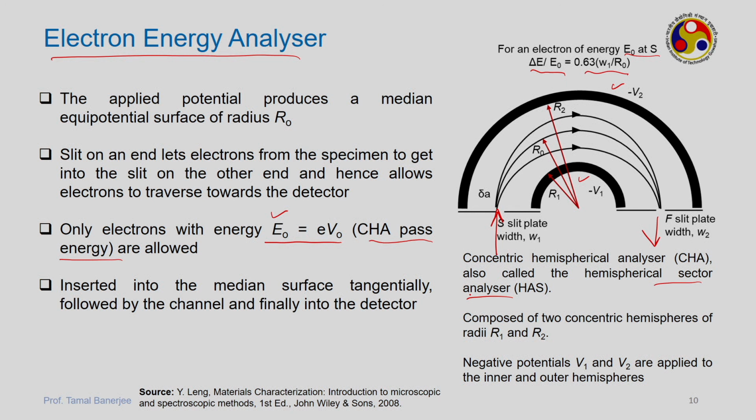Now, these electrons are inserted, as I just told you, tangentially, followed by the channel, finally into the detector. So, the expression for the resolution of this XPS is given by W1 by R naught. You see it is controlled by R naught, and R naught depends upon E naught. It means that you can set this particular voltage through the E naught value. Electrons with this E naught energy will pass through this and come out. Let us see in detail how this actually works in different modes.